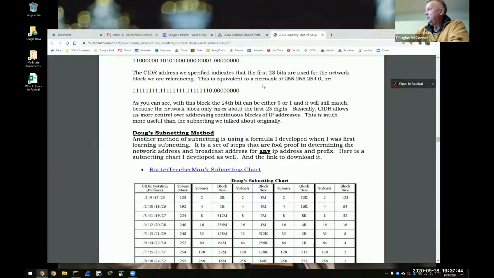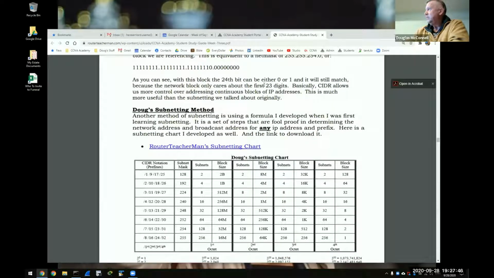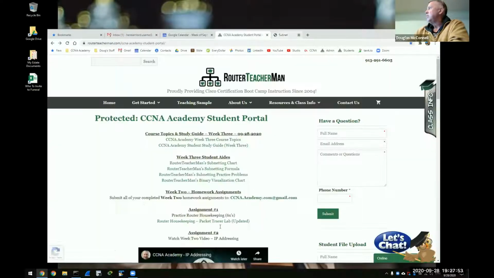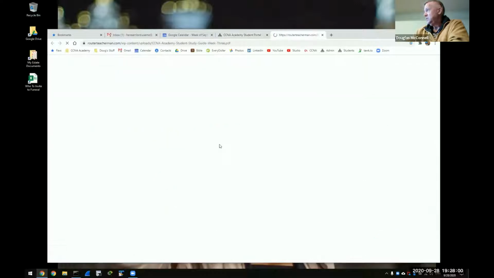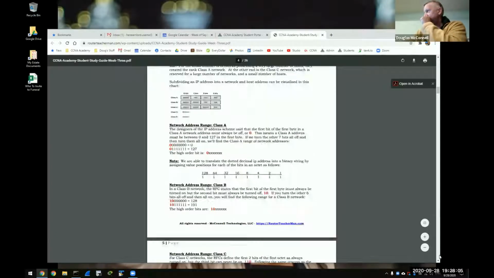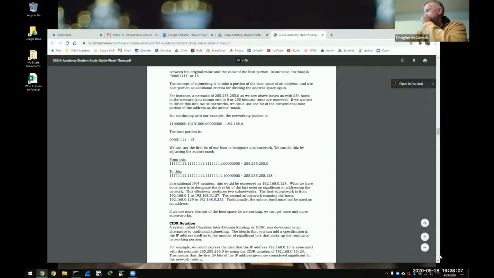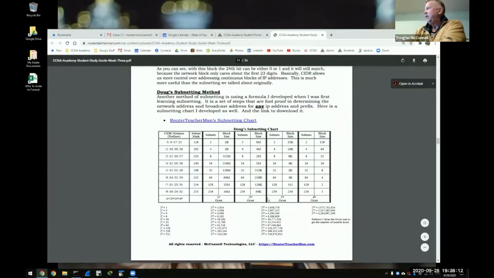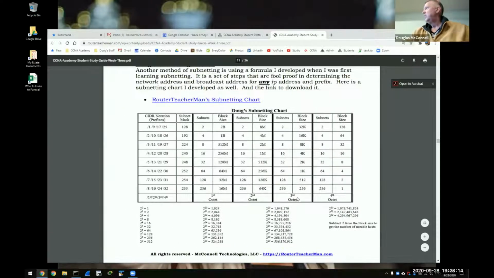So here is the subnetting chart that I developed. I'm not sure this works still. Yeah, it does. Cool. It basically gives you a visual representation of what we've been talking about with IP addressing and subnetting so far.